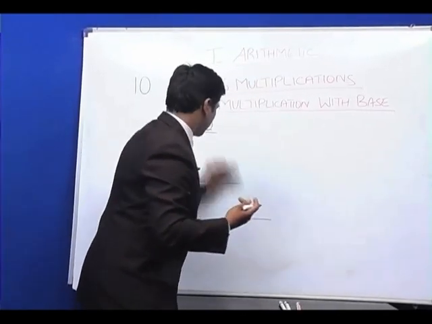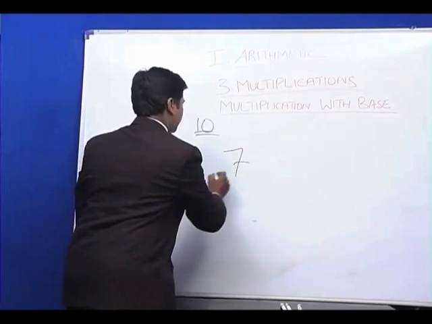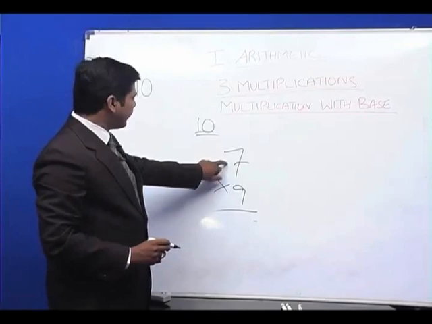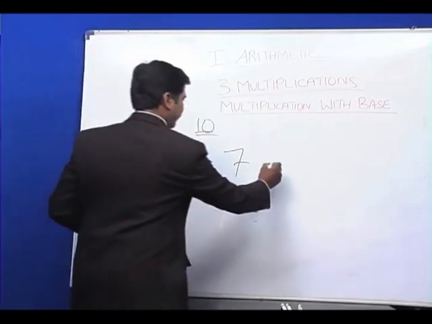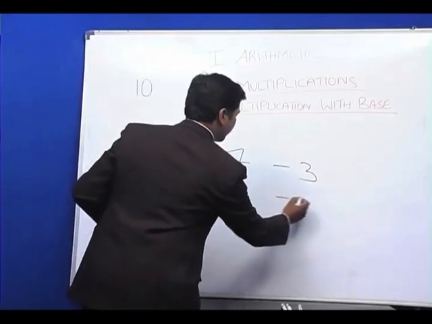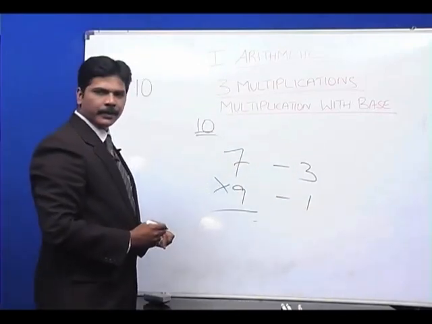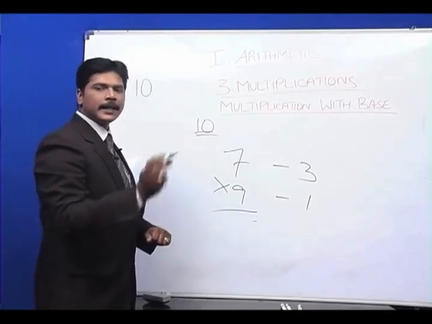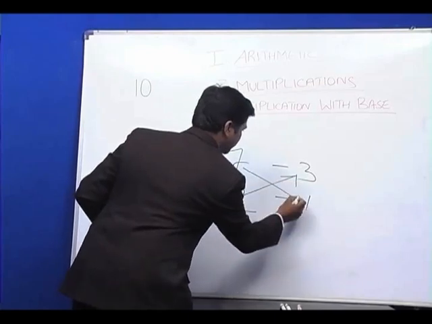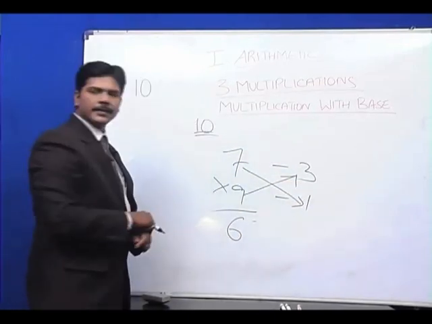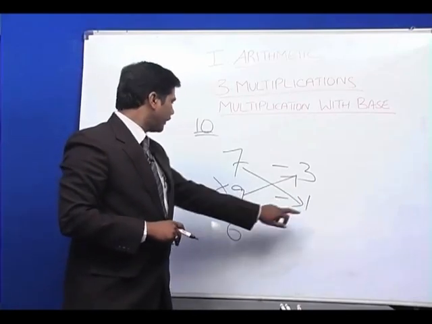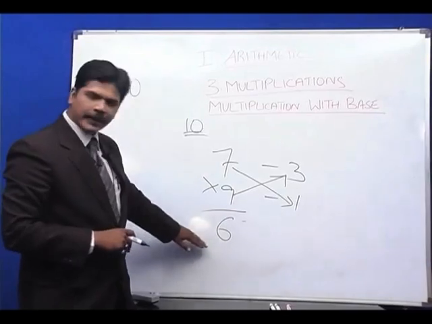Okay, now let's extend this to one more number. How much is 7 times 9? First subtract 7 minus 10, you get minus 3. 9 minus 10, you get minus 1. First thing is to generate the complements. Second, we have to cross subtract. Even if you do subtraction like this or like this, the beauty is you will get the same number. Or even if you do like this, 3 plus 1 is 4, 10 minus 4 is 6. Even then you get 6 only.